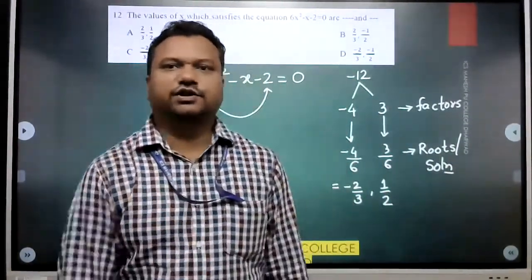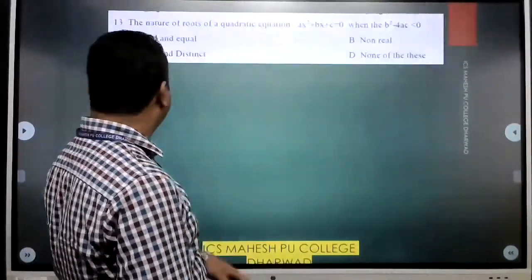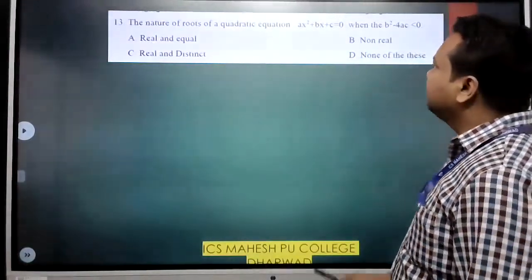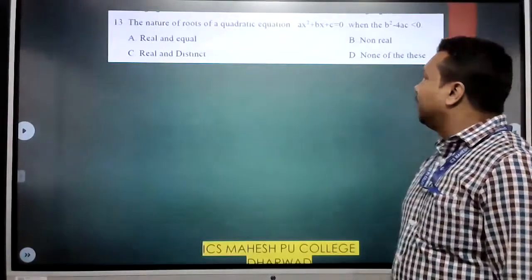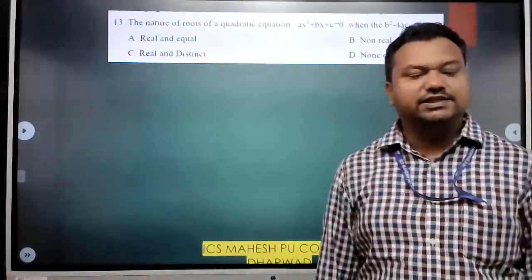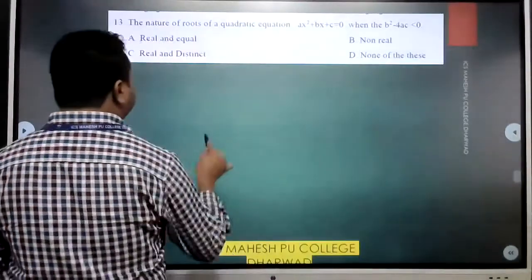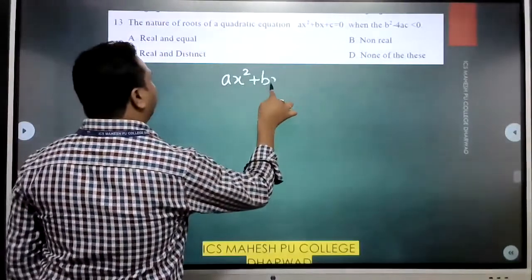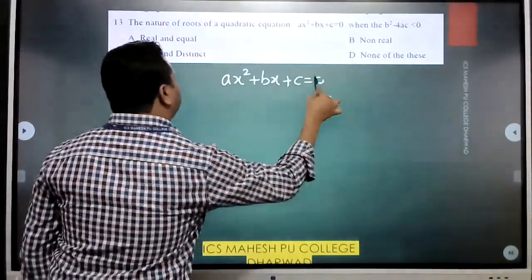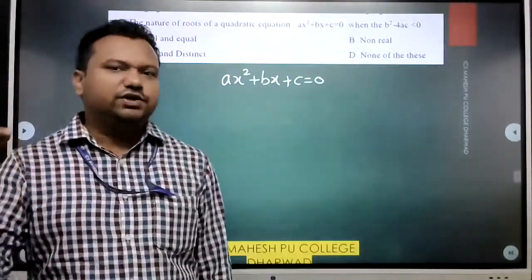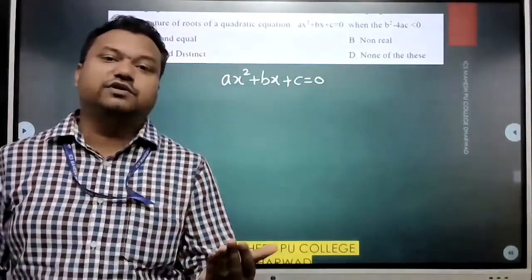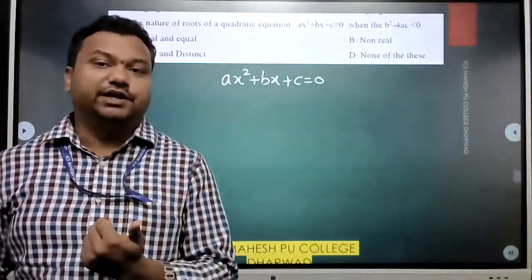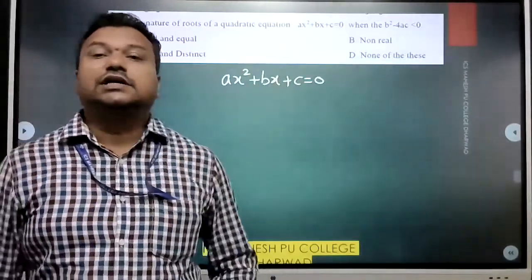Now let's continue with our next question, dear students. The nature of the roots of a quadratic equation ax square plus bx plus c equal to 0 when b square minus 4ac is less than 0. Right? I hope you remember we have studied the nature of the roots of a quadratic equation without solving it. You can study the nature of the roots by solving the quadratic equation and without solving it. So whenever you are going without solving the quadratic equation, we should take the help of the discriminant value.